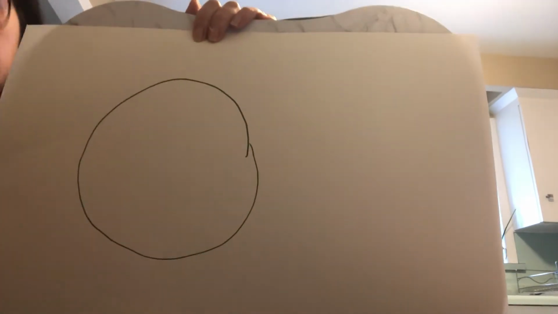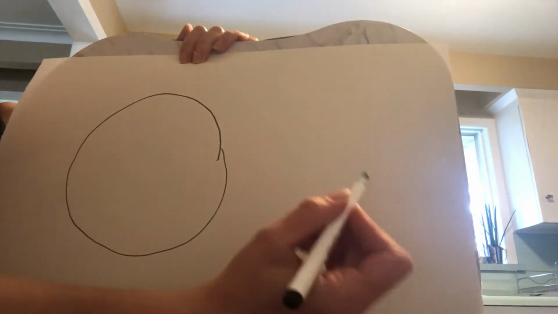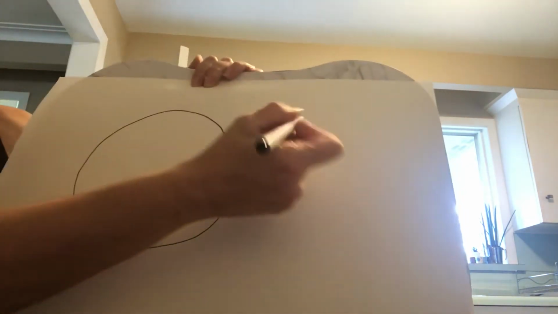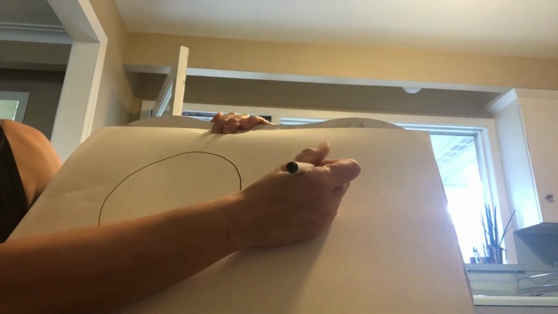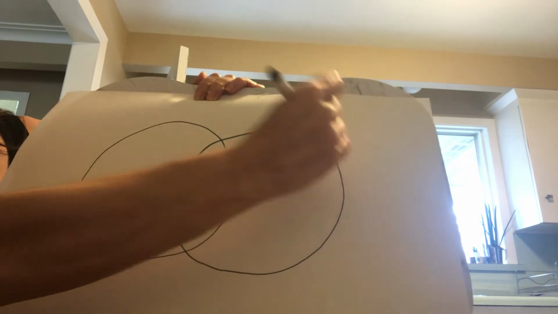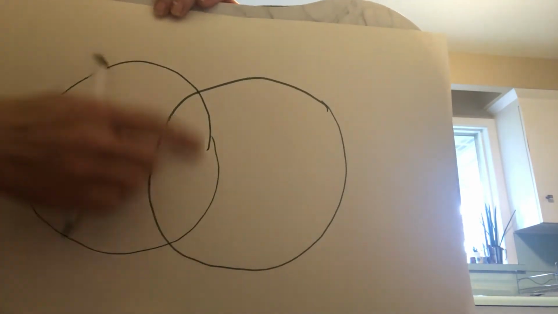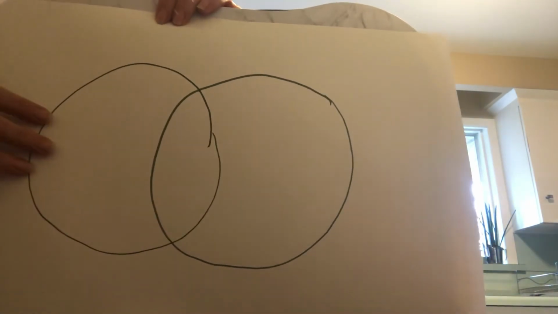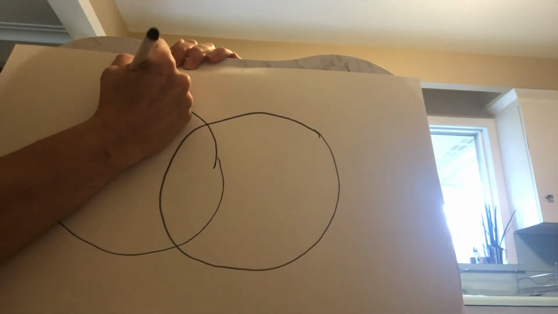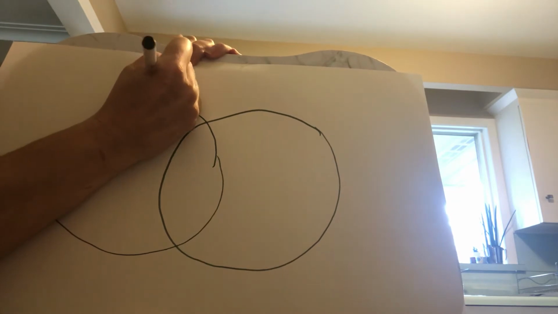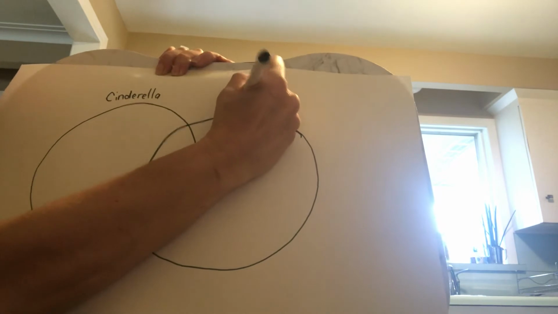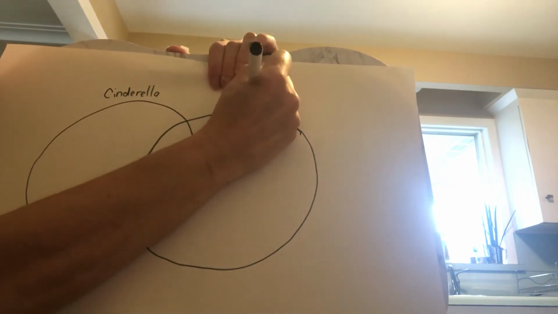Oh, a little crooked there. I'm working here sideways. When you make your second circle, the second one needs to overlap the first one a little bit. That way you have this little space here in the middle. On one side, we're going to give each side a title. So this one we will put Cinderella. And on top of this one, we are going to write Prince Cinders.